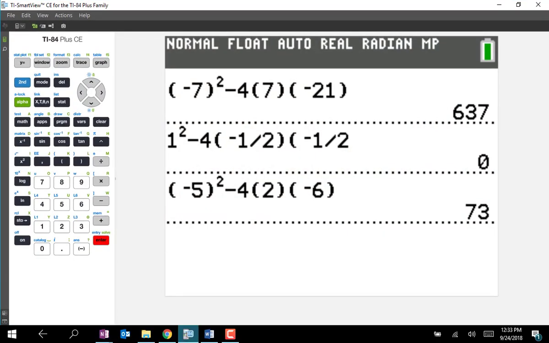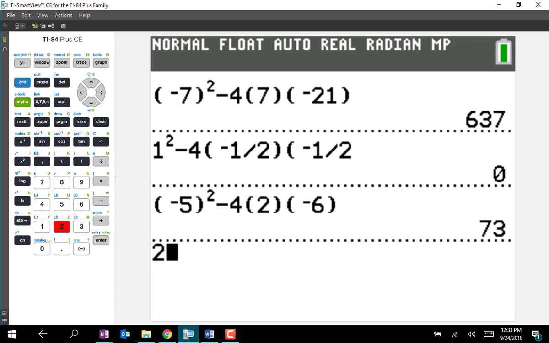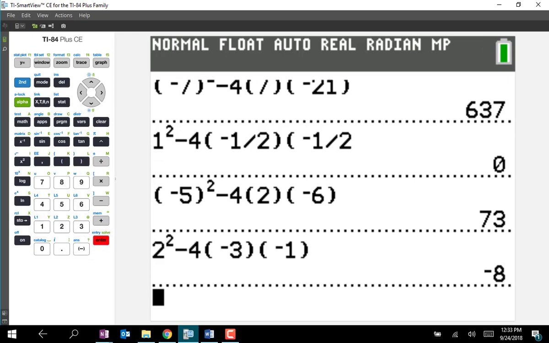For the first one, I have 2 squared minus 4 times, is it -3 or -1? I don't remember. You guys have to help me out. Was it -3? -3, close it up, and then -1. When you press enter, you get -8. That is your discriminant. That's what it's called. So your discriminant is -8.